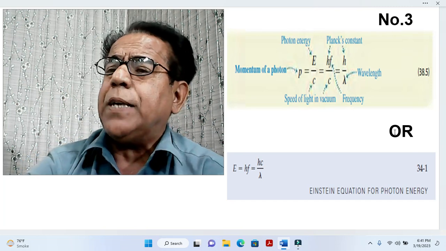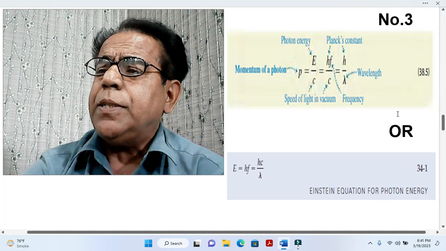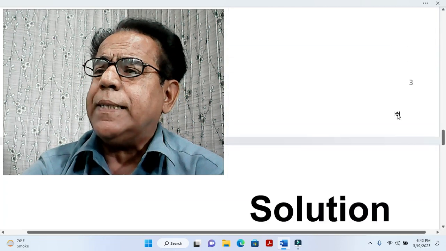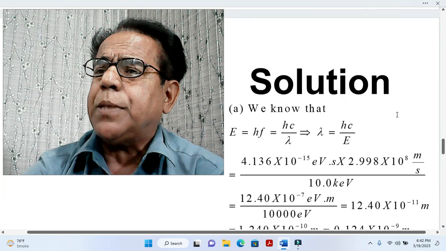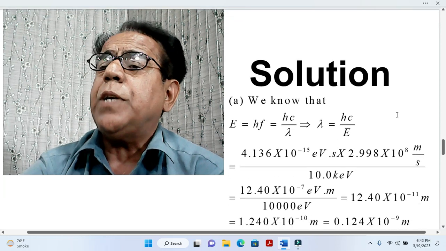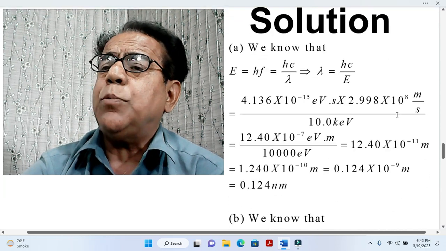Okay, nothing different from above. The only difference is that this snapshot has been selected from some other book. Okay, now we come towards the solution. First we come towards part A.